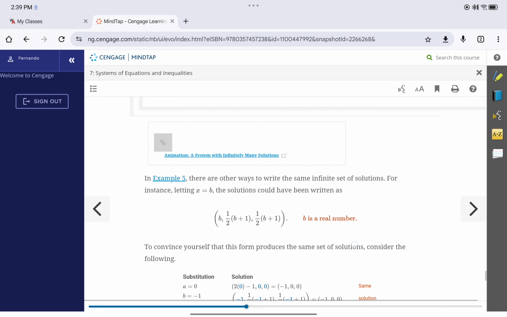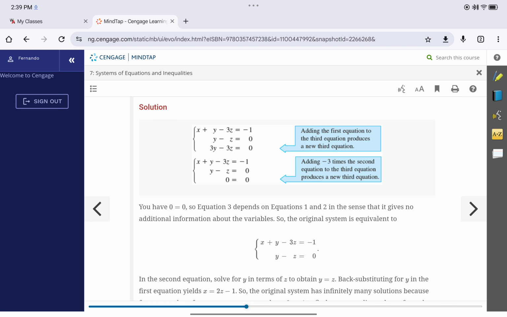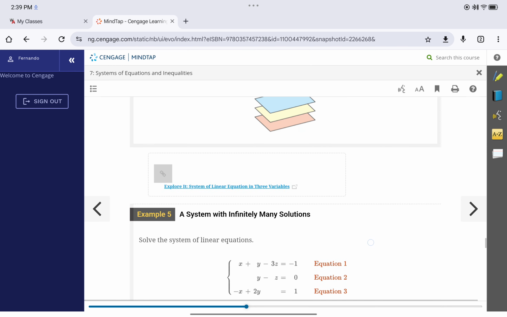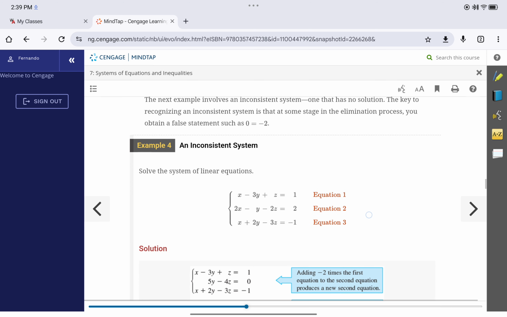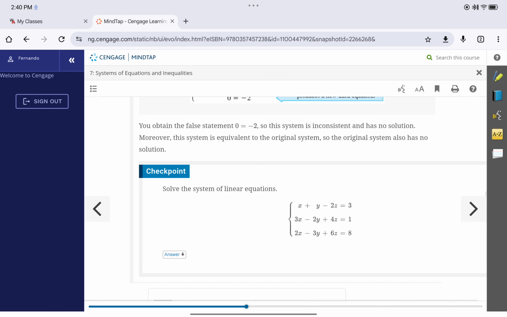Let's see what else. Oh, I remember. What if there's no solution, right? What does that look like if there's no solution? And I believe it was up here. Notice that it looks very similar. And in the last equation, you get something that is false, right here. So the other one, we got something that was true, and this one we got something that is false. So that means that there's no solution. That's called inconsistent.